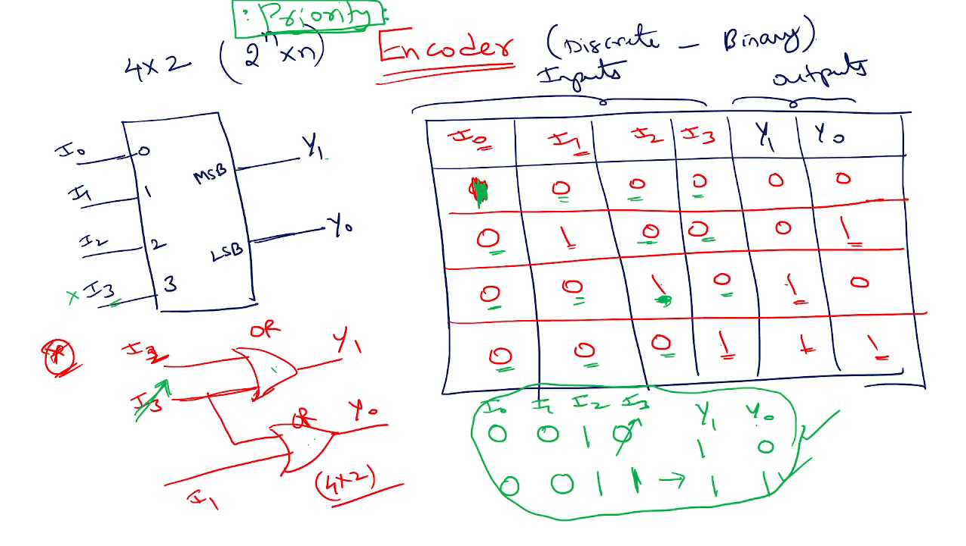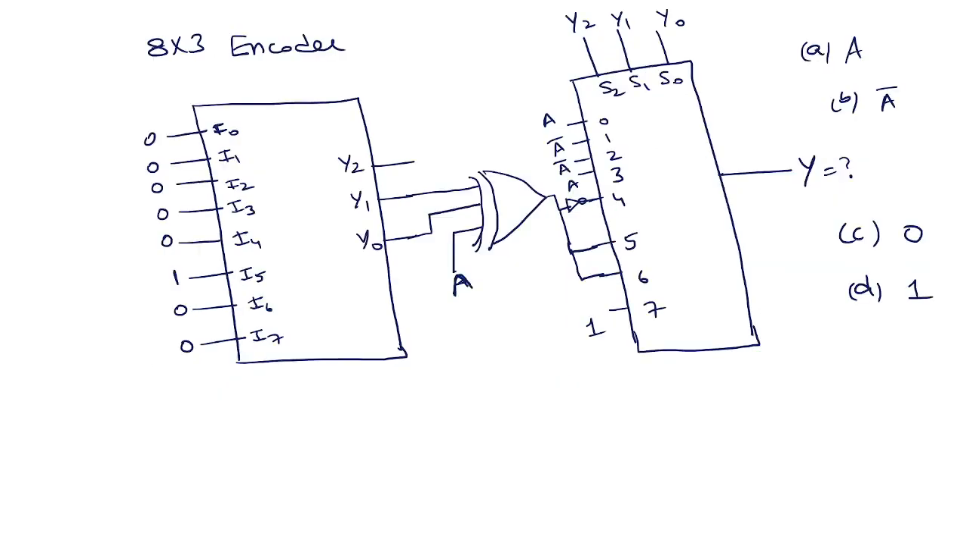Now you understood this problem, right? This is the biggest disadvantage of the encoder. We will try to sort that out in the next problem. Meanwhile, you can solve this problem now that you know what an 8 by 3 encoder is. Most of you might have already studied it. I just want to give a recap so that you are all on my page before we go to the priority encoder.